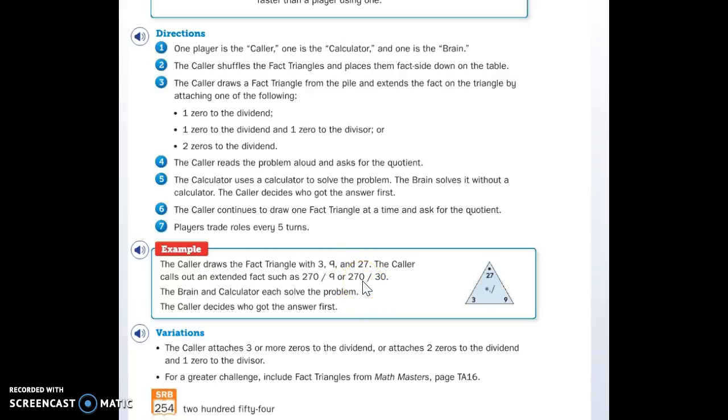Or another option I could have done with that number is I could have added a 0 to both the dividend and the divisor. So I could have had 270 divided by 30. See, I'm adding zeros to these numbers. The only thing you won't do, boys and girls, is add a 0 to just the divisor. That won't work because your number will be too big to be divided into that number. You won't get a nice whole number. You could also add 2 zeros to the dividend. So I might say 2,700 divided by 9. And the answer would be 300 then.